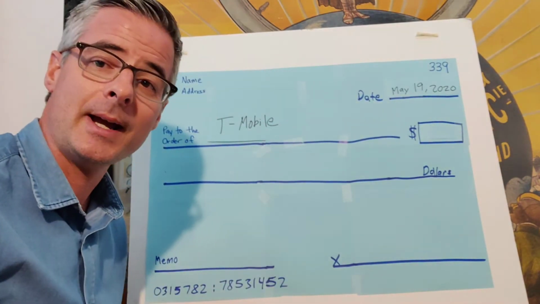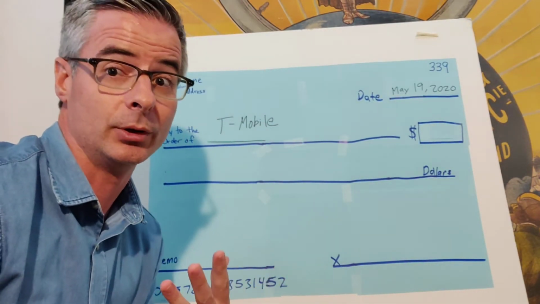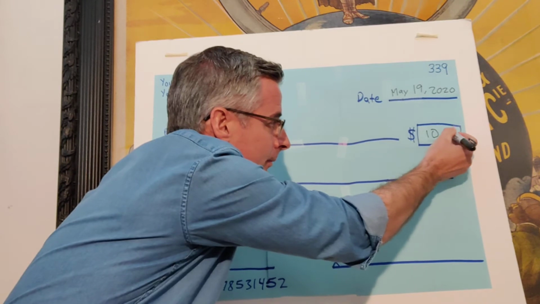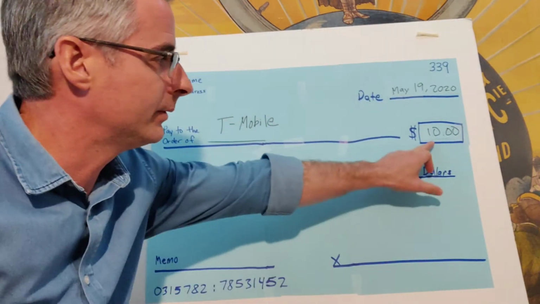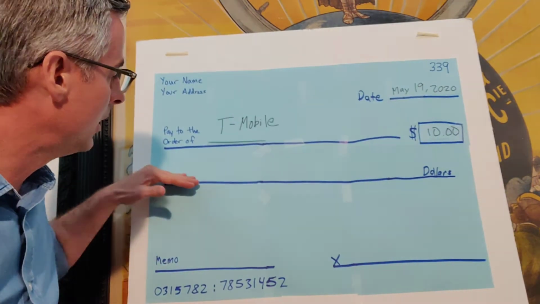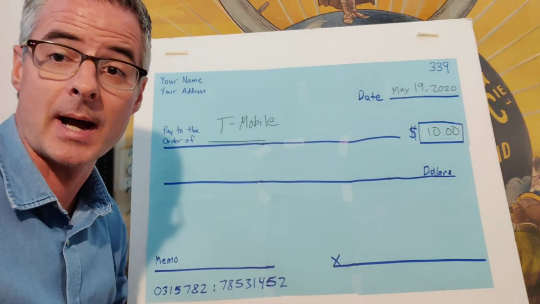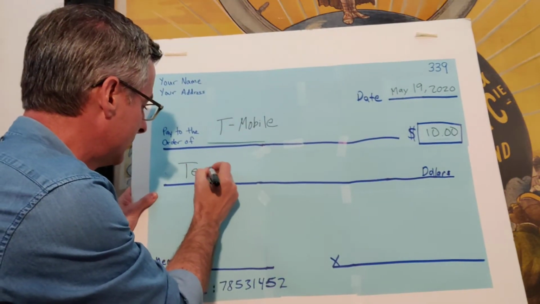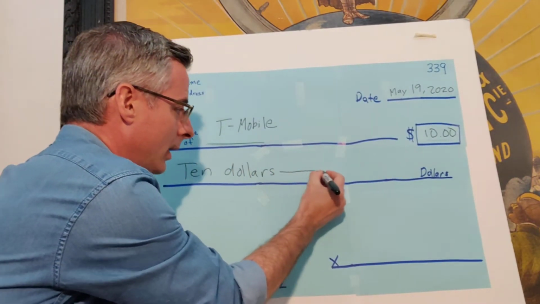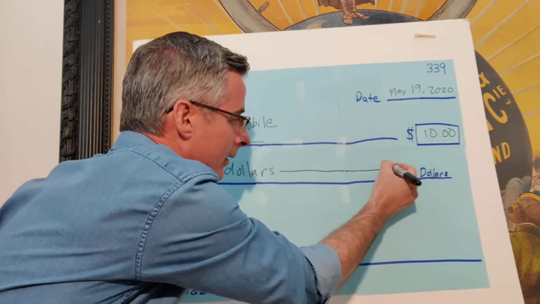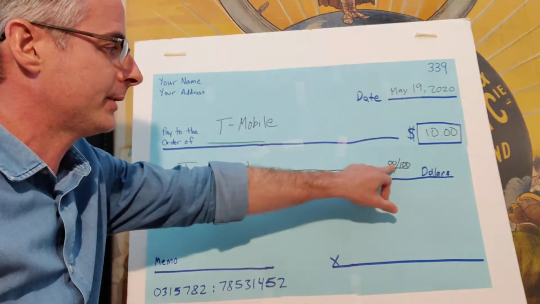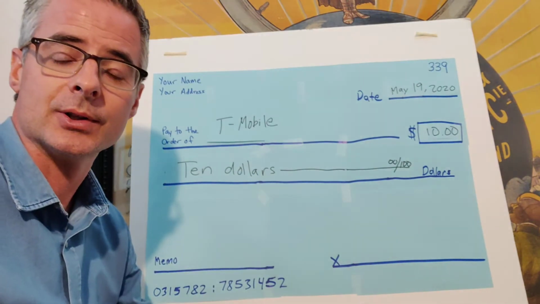All right. Now let's say that my bill was only $10. I got a really good cell phone plan, let's say. So I write out in this box $10. Underneath the pay to the order of, I'm going to handwrite out $10. So you just do it like this. $10, you put a line all the way across, and it's 0 out of 100 cents. So there's 0 cents, and it's just $10.